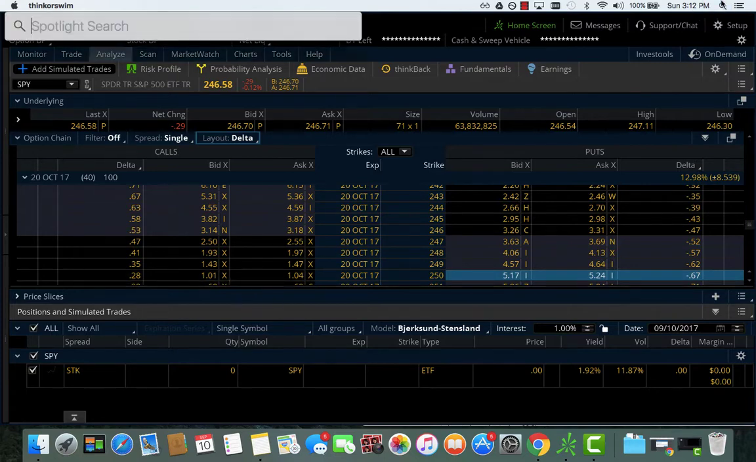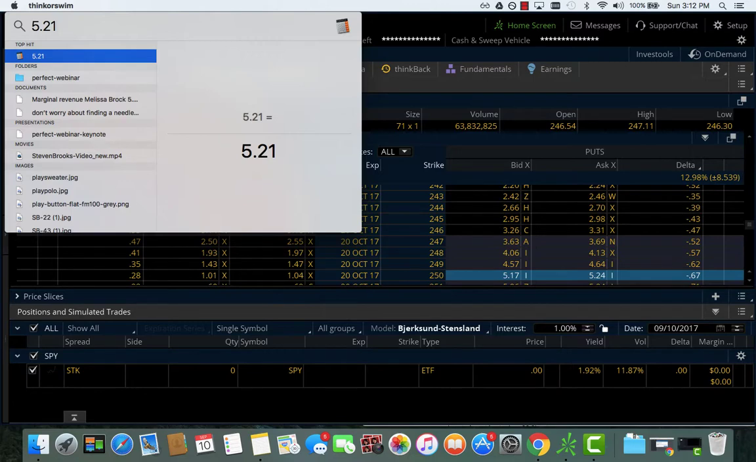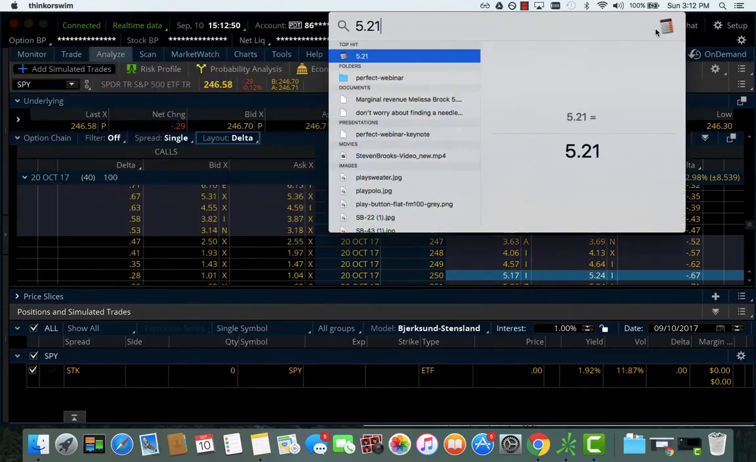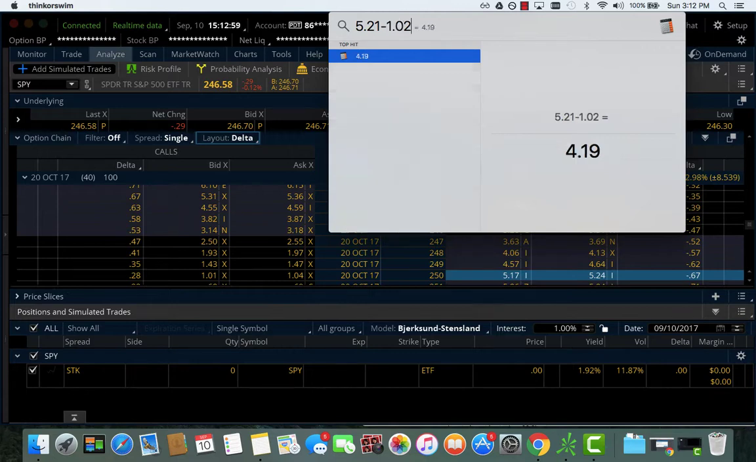So let's say you have sold a 250 put. Right now the price is about 5.21. And you want to know, if the price of SPY doesn't move at all, what the value is going to end up being. Well, you take it and you subtract the actual extrinsic value of that option, which is about 1.02. So it's about $4.19 is how this option is going to expire if the price remains at 246.58.